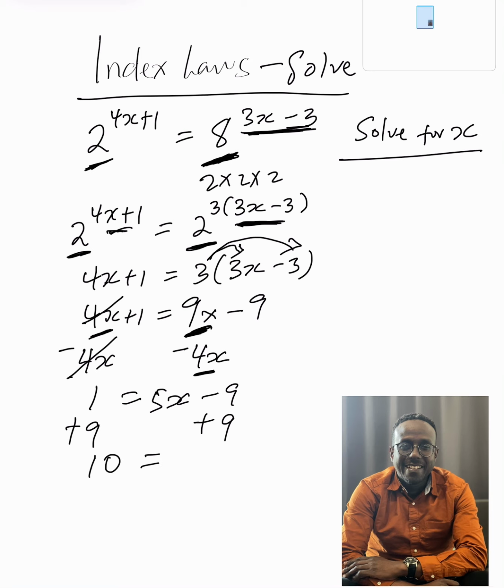And on the right-hand side, this one cancels out. I'm left with 5x. Okay? Then I divide by 5, and I divide by 5. 10 divided by 5 is 2, is equal to x. Or x is actually equal to what? 2. And that will be my answer.